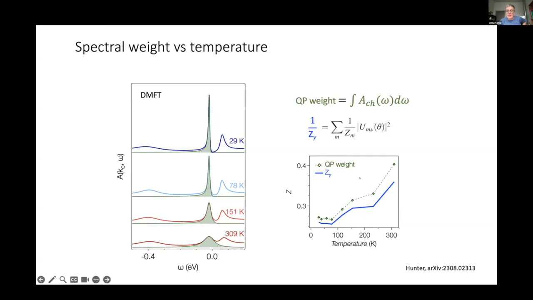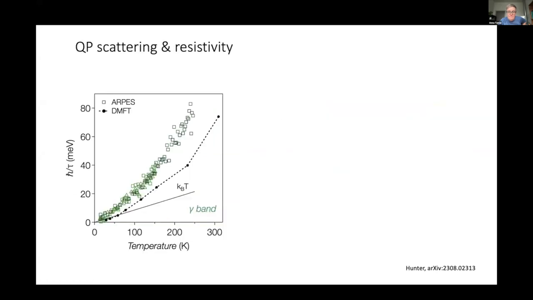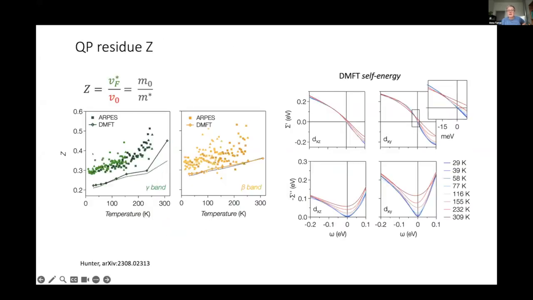I would call them faster because as I increase temperature, Z is higher, and higher values of Z mean that the mass enhancement gets smaller. So these quasi-particles become faster as you increase temperature compared to how they behave at low temperature. Okay, I understand. Thank you.